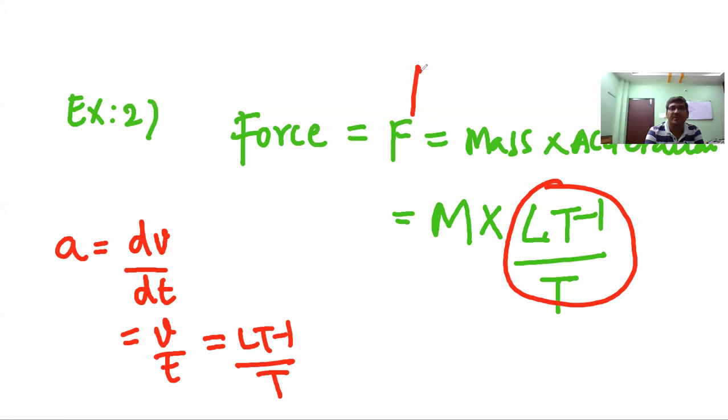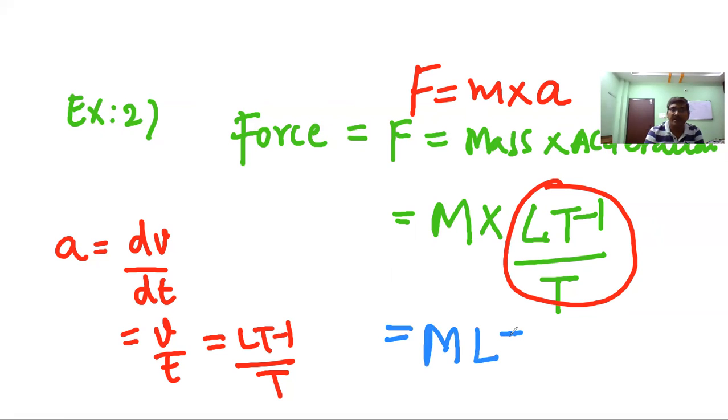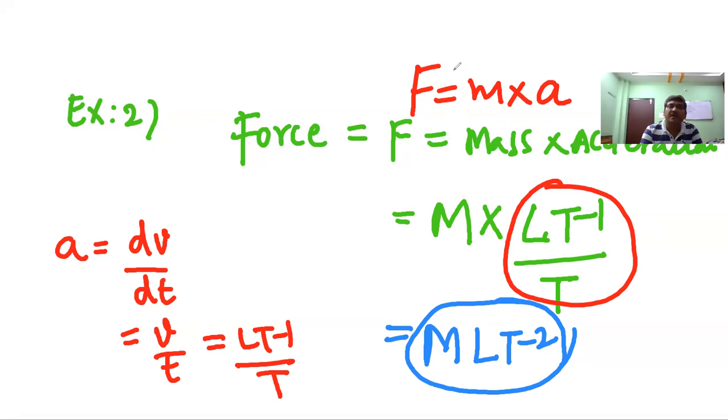So force is mass M into acceleration A. Clear? So here the final dimension formula is MLT minus 2. This is the dimension formula of force. Hope I have given clarity. Let us go for the third one. This is example 3.